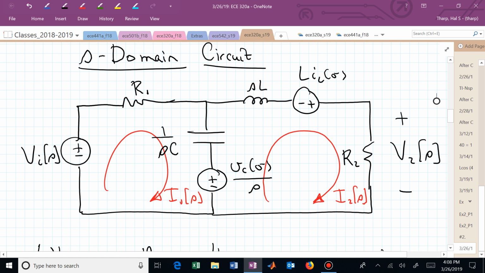Did you do mesh analysis by inspection in 220? What do you mean by inspection? So I'm guessing you didn't do it.